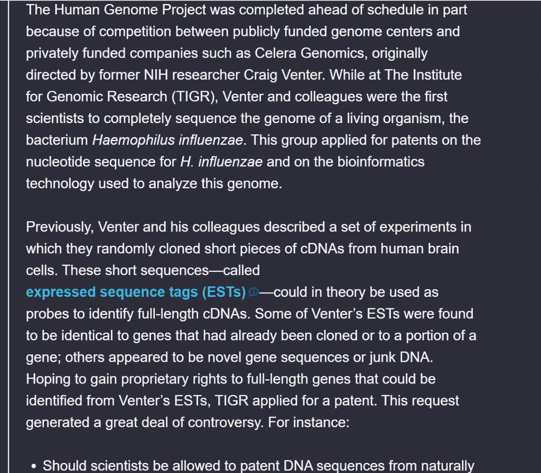The Human Genome Project was completed ahead of schedule in part because of competition between publicly funded genome centers and privately funded companies such as Celera Genomics, originally directed by former NIH researcher Craig Venter. While at the Institute for Genomic Research, TIGR, Venter and colleagues were the first scientists to completely sequence the genome of a living organism, the bacterium Haemophilus influenzae. This group applied for patents on the nucleotide sequence for H. influenzae and on the bioinformatics technology used to analyze this genome.